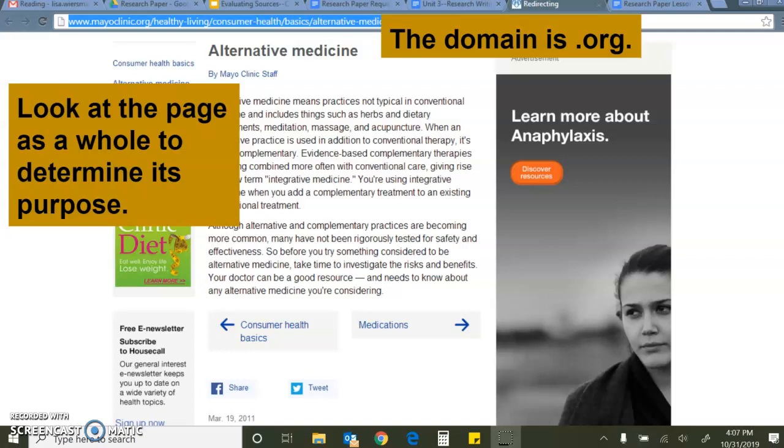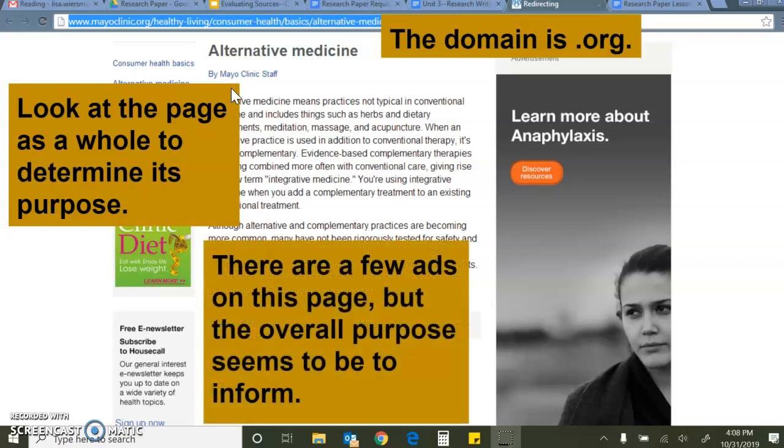So remember, you need to look at the whole page and the page as a whole to determine its purpose. So if we look here, we see that it's mayoclinic.org. We know it's an organization. Remember, when we look at purpose, we're looking at the why. Like, what is the reason this source is here? There are a few ads on this page, but the overall purpose seems to be to inform.